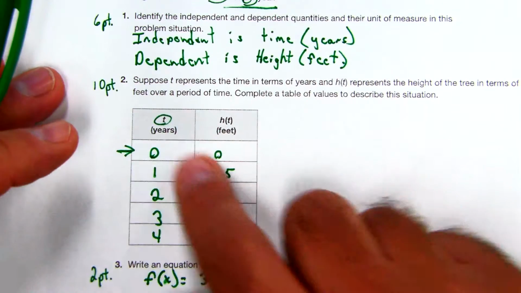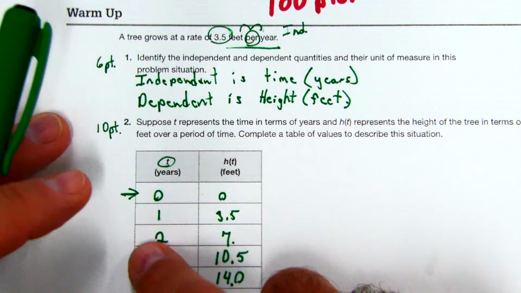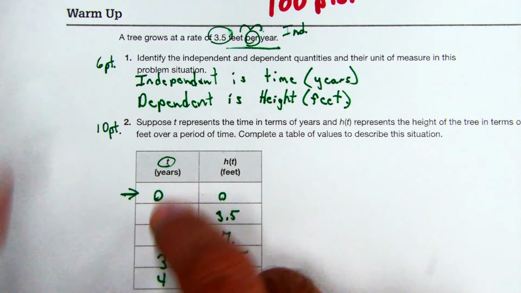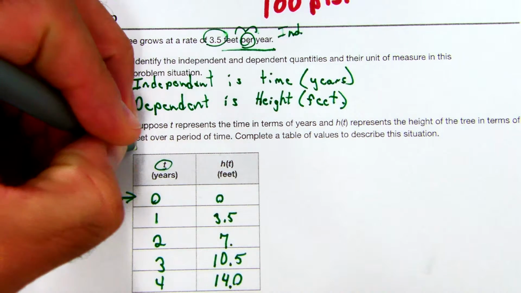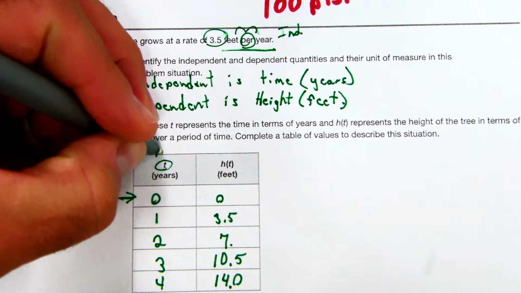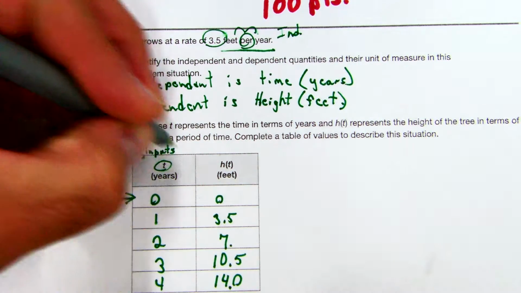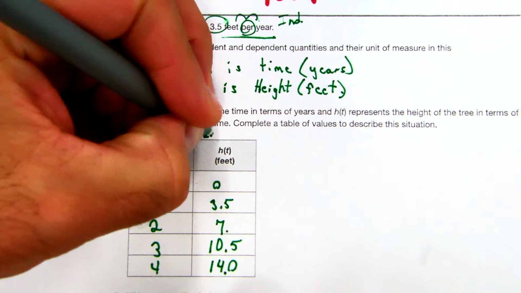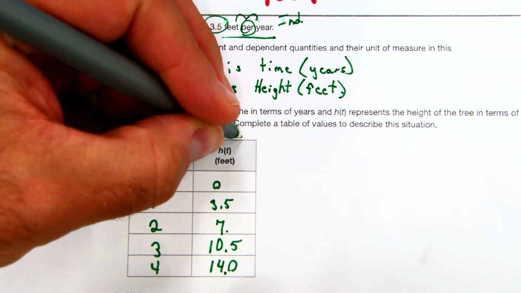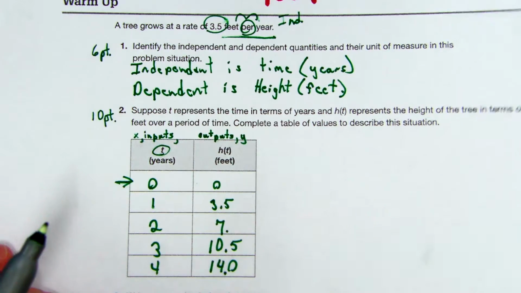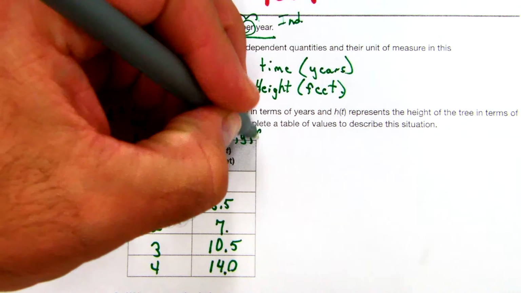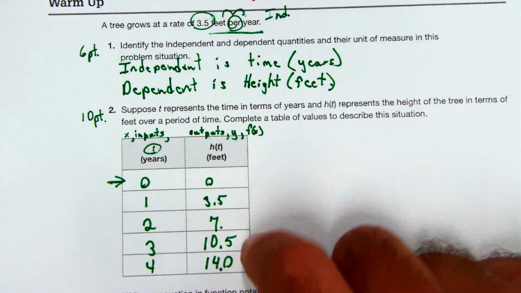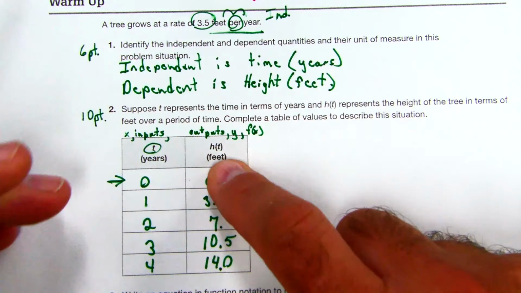Now the nice part is the table should do the same thing. Like this is your independent, otherwise known as your x, otherwise known as your inputs. You have to know that they're all called the same thing. Just like these are known as your outputs and your y's and your f of x's. These all mean the same thing. You have to know that by now. In this case, it was h of t.